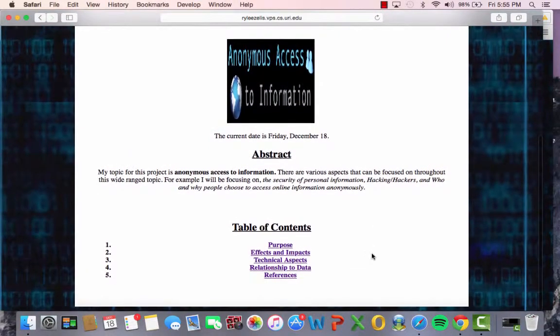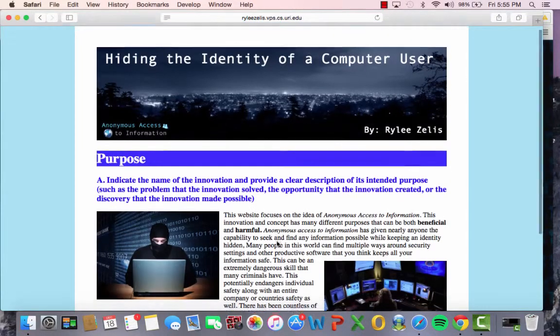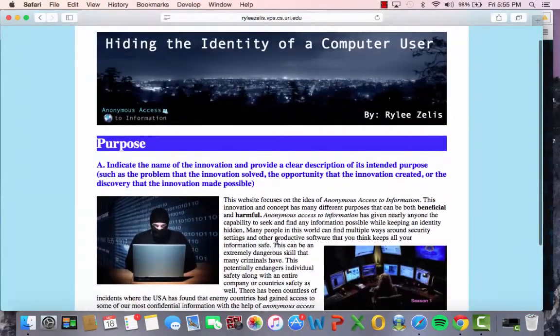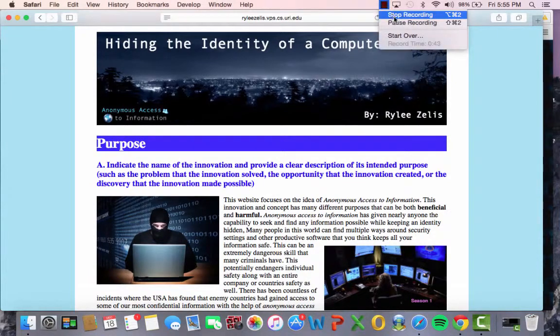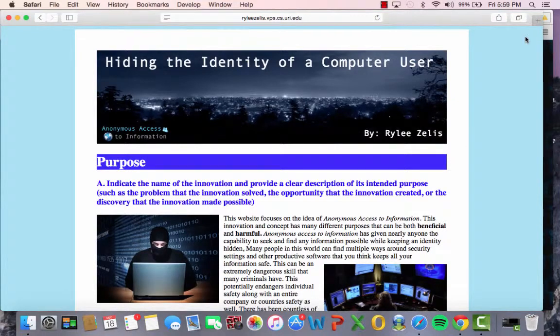Down here is my table of contents. First, this is my purpose page. The first question I had to answer was indicate the name of the innovation and provide a clear description of its intent and purpose. With anonymous access to information, there are both beneficial and negative purposes for this.